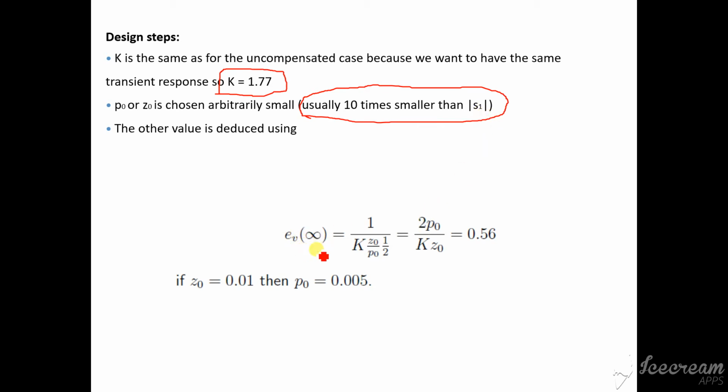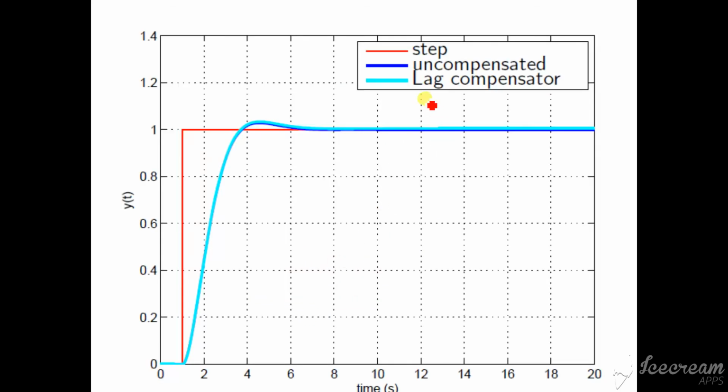We know Kv is equal to K times ZO over PO, and this comes from the system 1 divided by s plus 2. When s goes to 0, you can find the half here. If you put it here, you find the 0.56 that they give us. You choose the ZO very small, 10 times smaller than s1, then you can find the PO. In this figure, they show us the uncompensated and the compensated system with the lag compensator, with the unit step. You see the result.